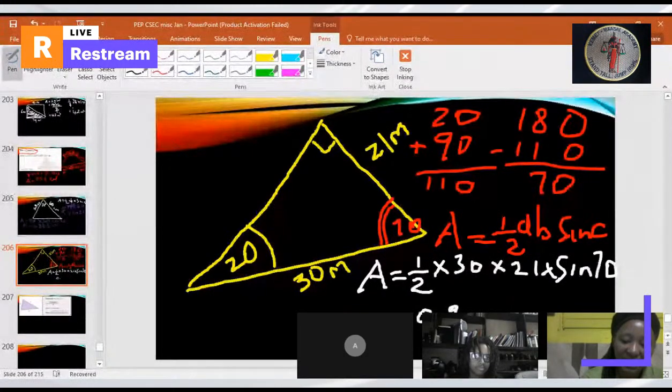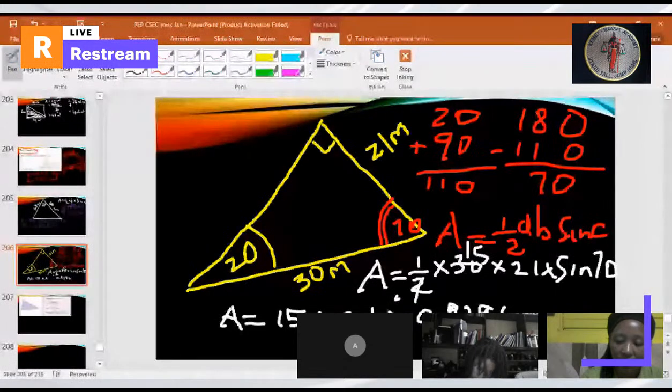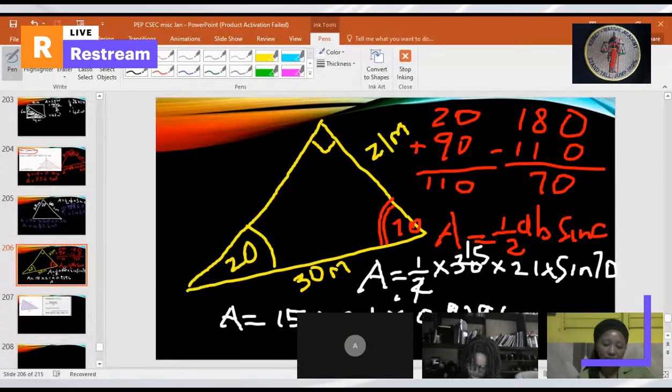Give me four decimals, please. Okay, Miss. 0.9396. Okay. So now, into 30 goes 15 times. And 15 times 21 is 315. So what's the final answer? 315 times 0.9396.